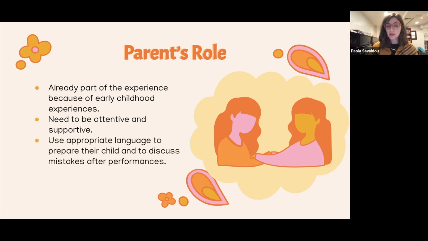One other piece of it, which again, we'll talk about in a little bit, is what happens after the performance, when there might be mistakes or when a performance didn't go as well. Usually the first person the students will go to is their parent or caregiver. So it's important that we help them have some language to share and to help them with that post-performance anxiety.